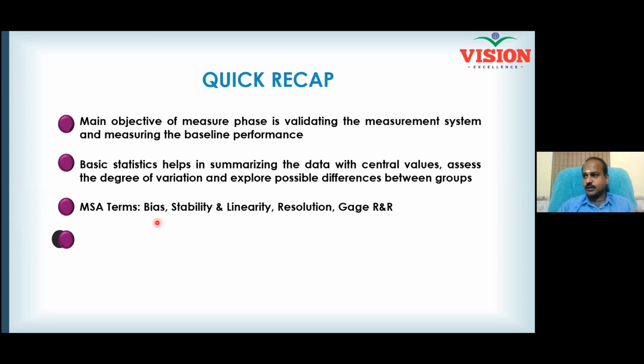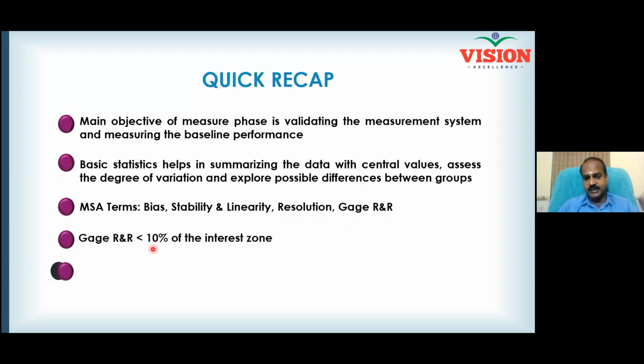And MSA terminologies you have mastered: bias, linearity, stability, resolution. Resolution is the minimum reading that your equipment is capable of. Resolution is the minimum reading or minimum signal to which your equipment can respond. You call it least count, right? And gauge R&R is a measure of the precision error, where R&R stands for repeatability and reproducibility. You sum it up and compare it against the tolerance, that is called gauge R&R, also known as precision tolerance ratio.